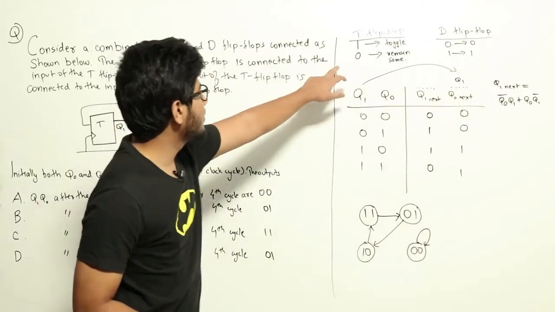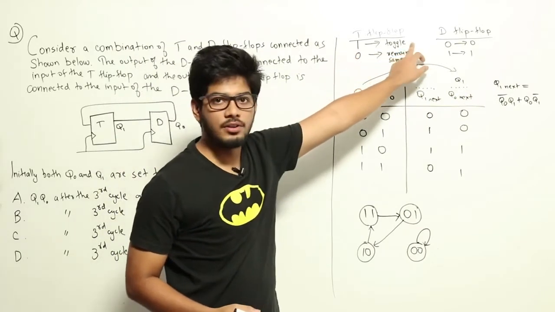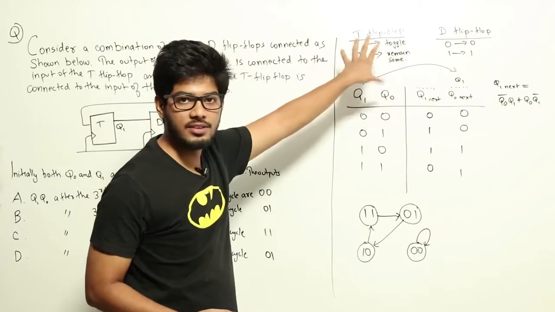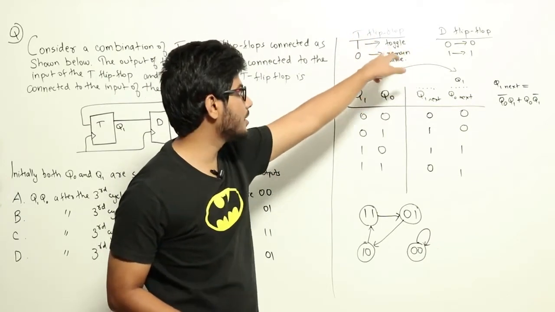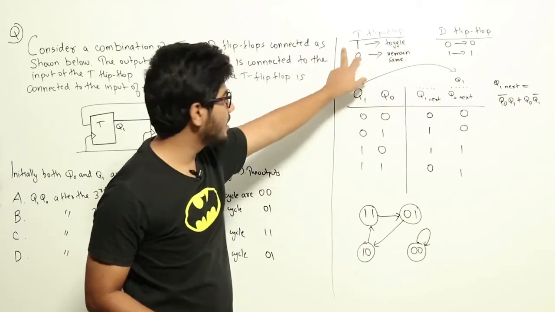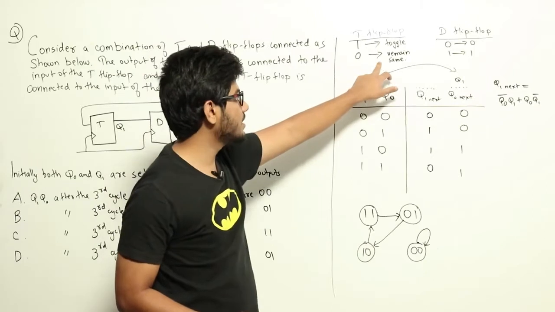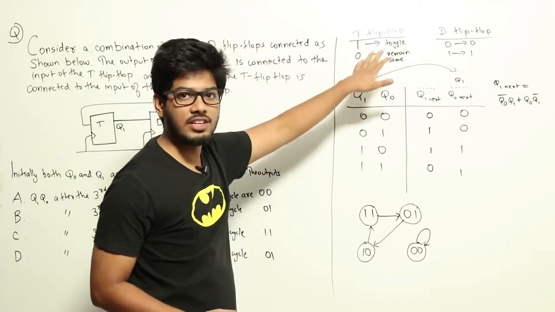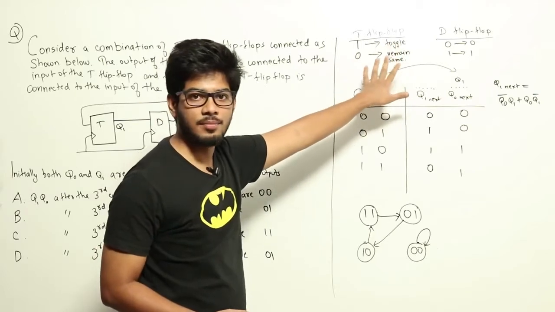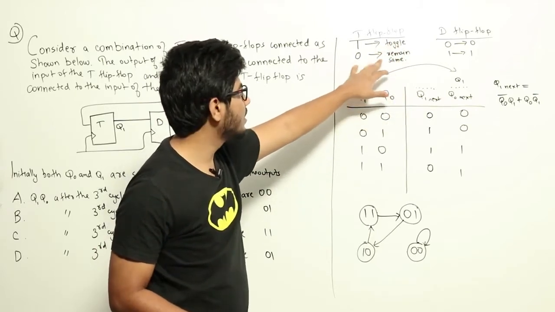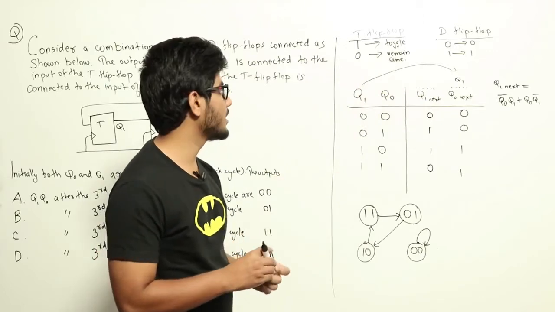For a T flip-flop, if the input is 1, then after the next clock cycle it will perform a toggle operation. That is, whatever is stored in the T flip-flop, it will toggle. So if it is 0, it will become 1. If it is 1, it will become 0 when the input is 1. If the input is 0, then it will just stay the same. That is, if the T flip-flop is currently storing 0, then after the clock it will remain 0. And if it is storing 1 and the input is 0, it will keep showing 1 after the clock cycle.